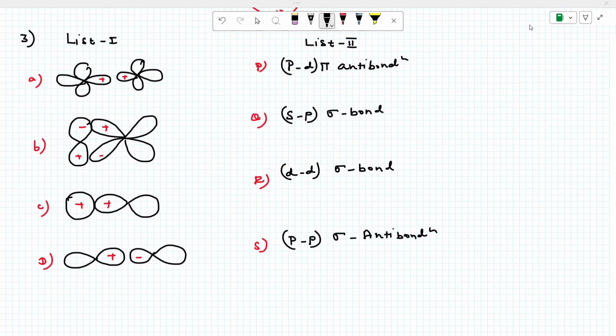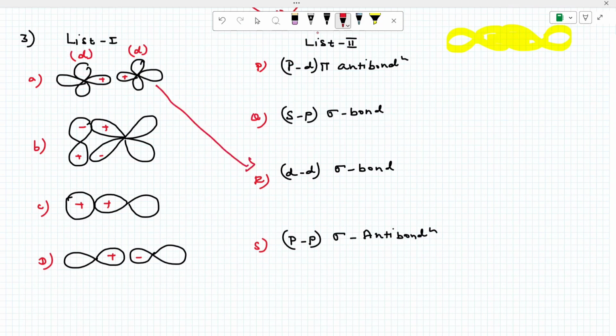First one, A, what orbital is it? See, whenever end-end overlap, it always gives a sigma bond. Listen, new students please. This is end-end overlap, and end-end overlap always forms a sigma bond when both have the same sign. In this case both are d orbitals, plus plus, so end-end overlap with the same sign means bonding. So A matches R. Yes or no?